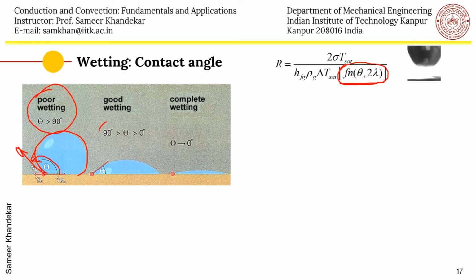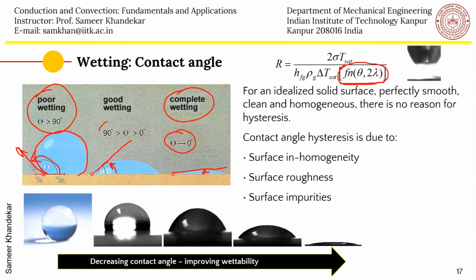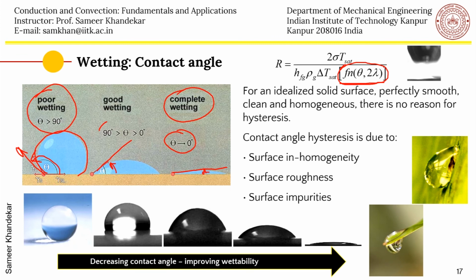Depending on the liquid and solid combination, you may have poor wetting, good wetting or complete wetting. These are some of the photographs. Now, another phenomenon which takes place in wetting is called hysteresis. Here you can see two photographs on the right. If you take a sessile droplet on a horizontal surface, and then try to tilt that surface at an angle, you will see the advancing angle and the receding angle. The advancing angle is this angle here, and the receding angle is this angle.